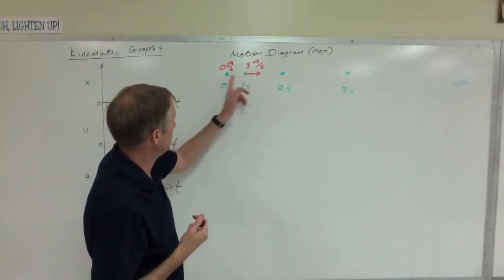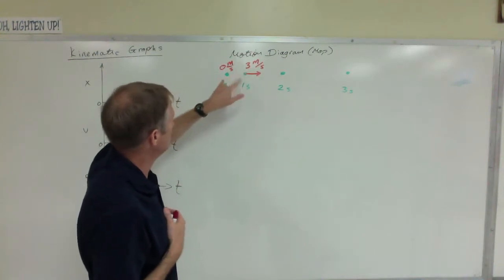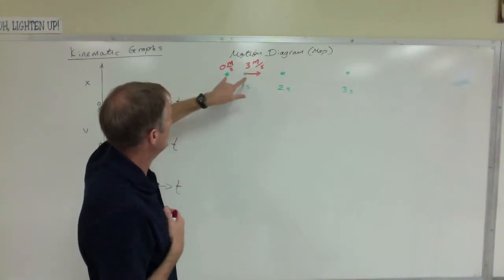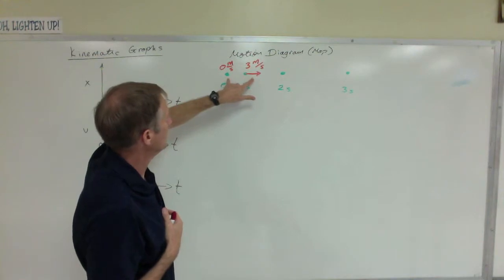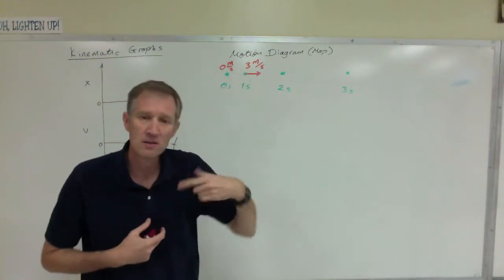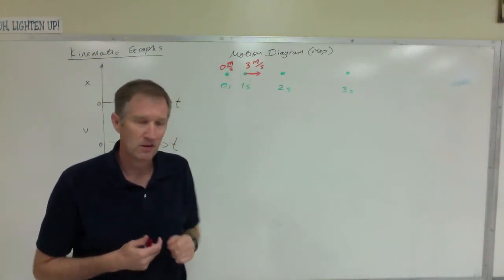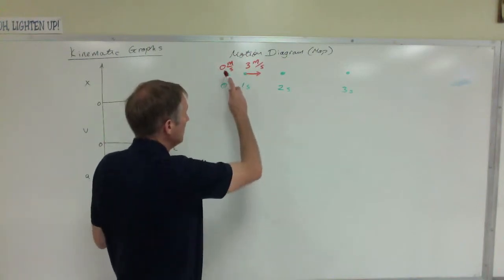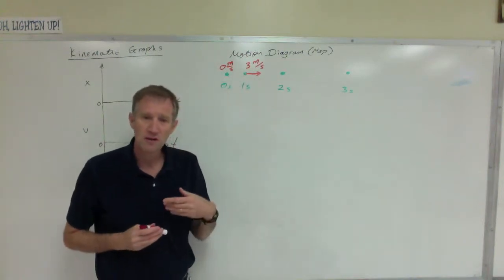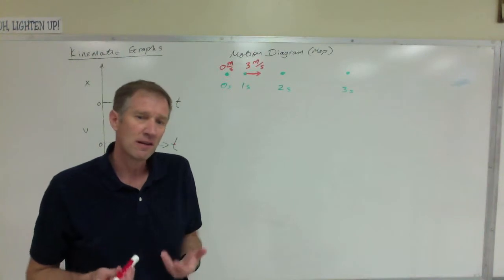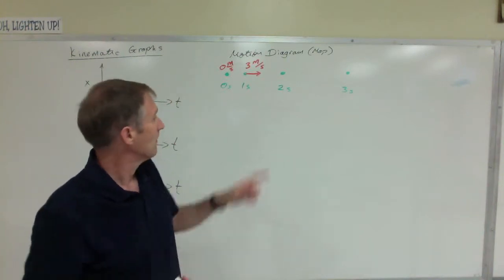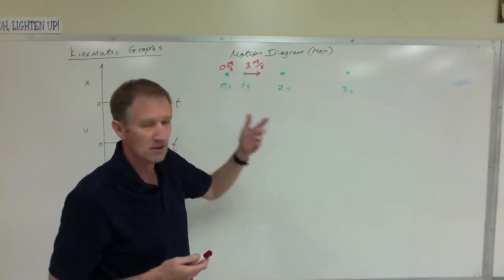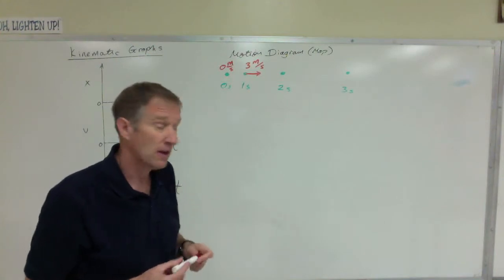Well, it changed its position. Those are the green dots. It also changed its velocity. Those are the red arrows. It went from 0 velocity to 3 meters per second. That's a change of 3 meters per second in 1 second. Now, this change of 3 meters per second in 1 second is going to be a constant, and that's the concept of acceleration. Acceleration is the change in velocity, the rate of change of velocity.